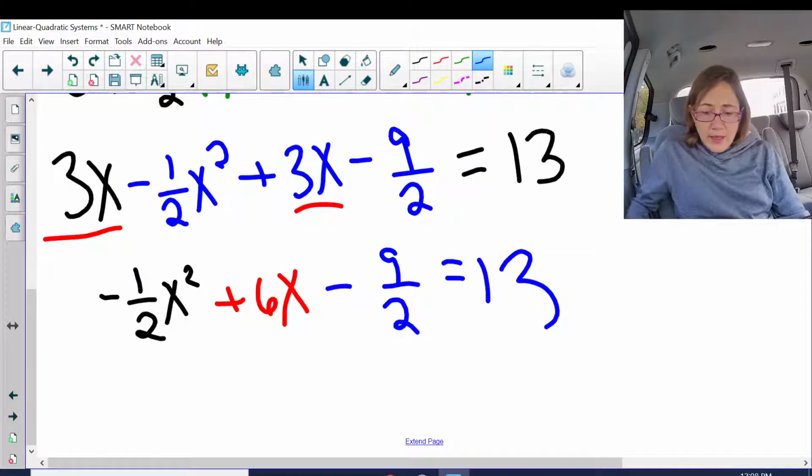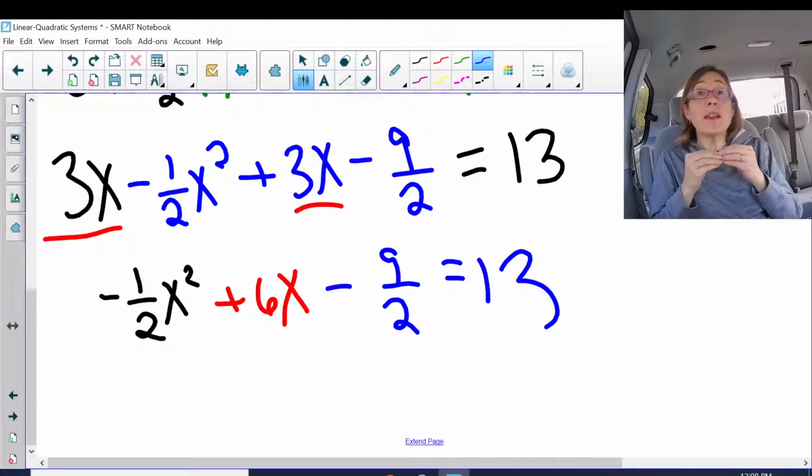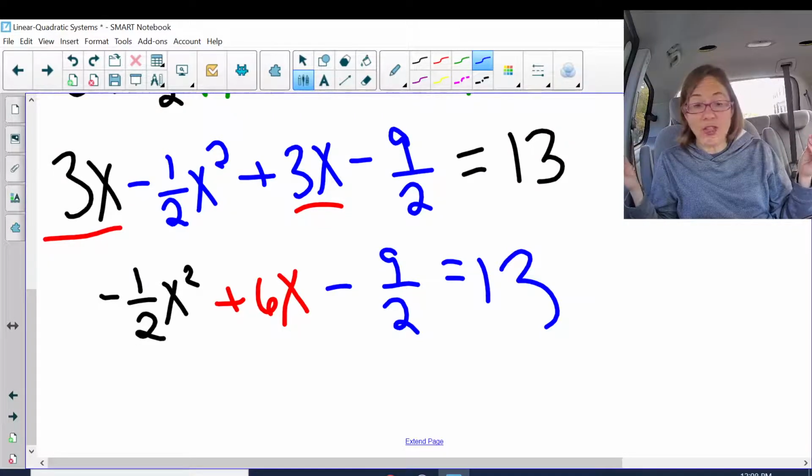Okay, so the two things that I notice now is that, well, I have fractions, that's a pain, and I don't have my equal 0 yet. That's not good. So let's take care of those two things. I think I'm going to clear out the fractions first. Now, this step is not necessary. You could keep the fractions in, but I don't like them, so I'm going to make them go away.